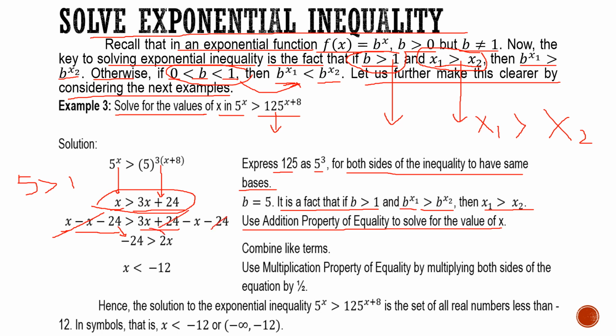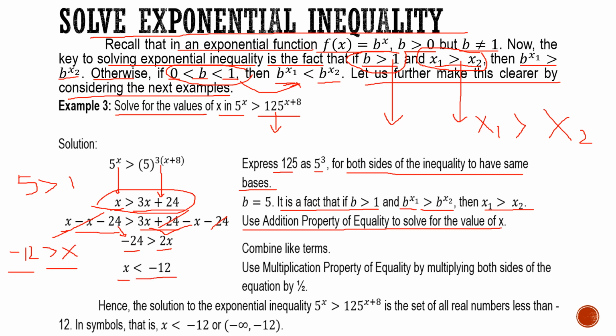Then 3x minus x becomes 2x. So both sides are divisible by 2. So it can be negative 24 is greater than 2x, as you can see here. Negative 24 divided by 2 is negative 12. So 2x divided by 2 is x. So here, negative 12 is greater than x. Or we can rewrite this one, that your x is less than negative 12.